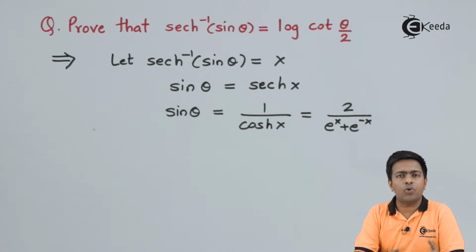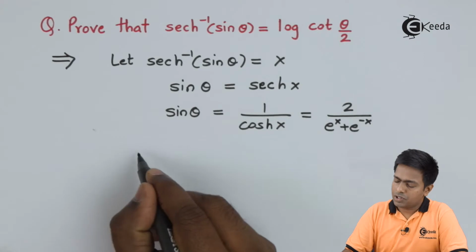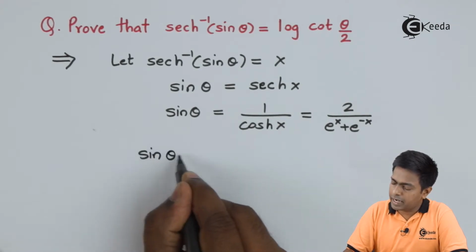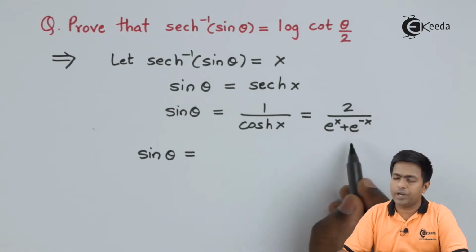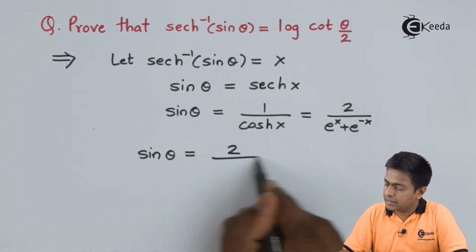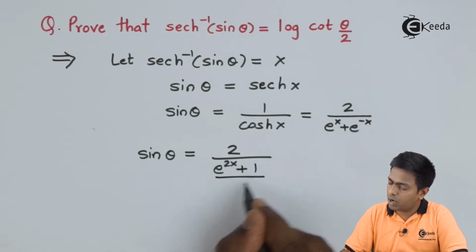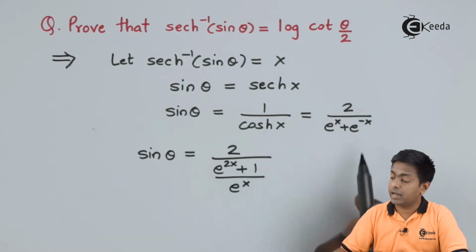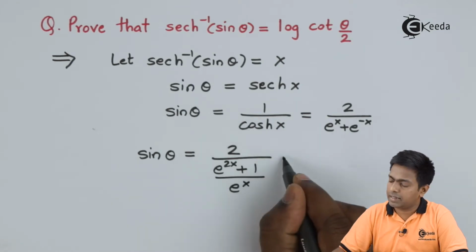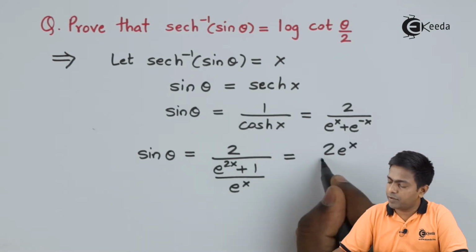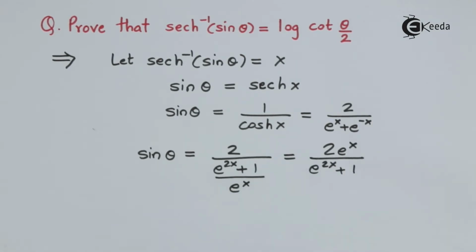Now the question is how to bring the log term over here. So I will simplify this exponential term. So guys, sin theta will remain as it is. Here e to the power minus x is 1 upon e to the power x. So that will give us e to the power 2x plus 1 upon e to the power x. So here I did the LCM, and now this e to the power x will go in the numerator, and that will give us 2 into e to the power x upon e to the power 2x plus 1.